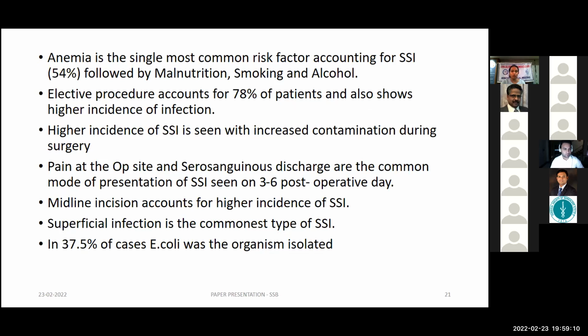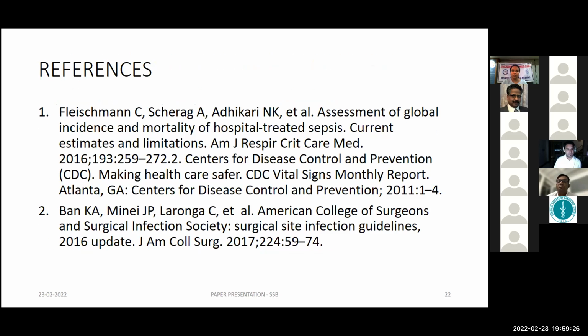I would like to conclude by saying that periodic surveillance of SSI will guide the Infection Control Committee in laying down strict guidelines to further decrease the SSI incidence in our setup, which is an indicator of the healthcare system. Here are my references.